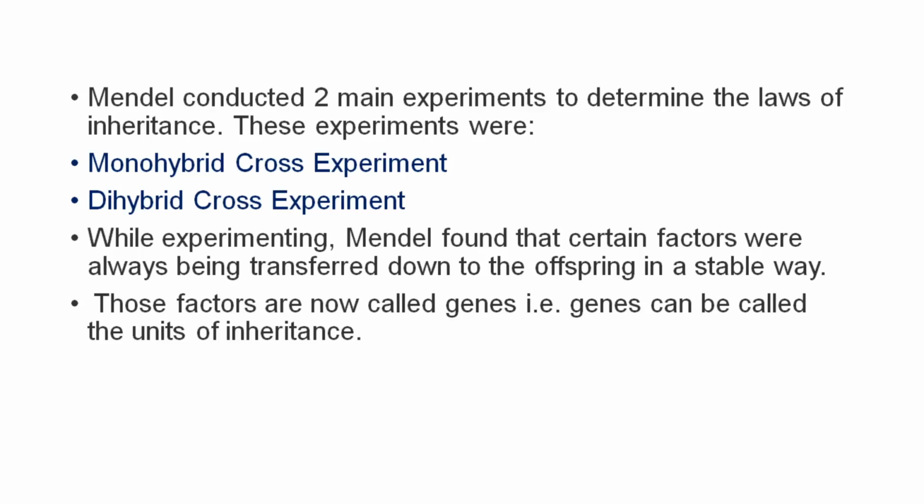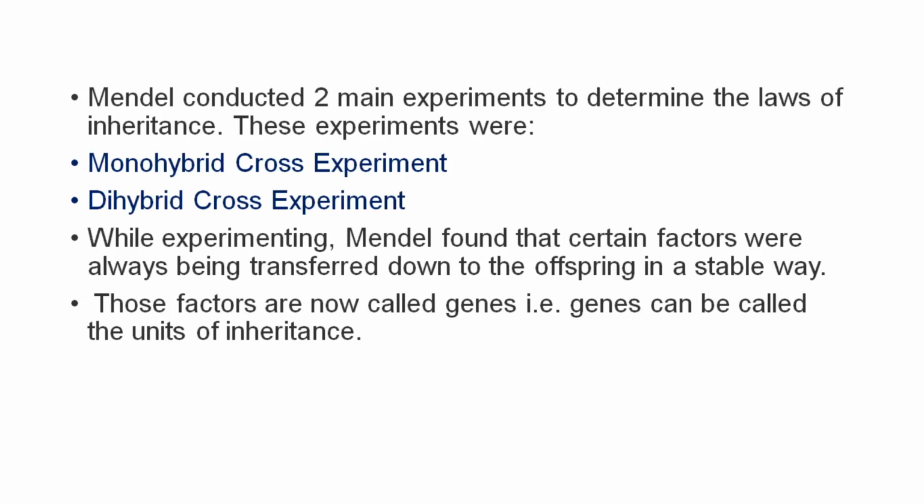During the experiments, Mendel found that certain factors were always being transferred down to the offspring in a stable way. That means he observed that in the passing of genetic material from parent to offspring generations, the genes are transferred in a stable way without any changes. He observed this because the offspring possess similar characters. అంటే మన యొక్క offsprings అవి similar charactersతో ప్రొడ్యూస్ అవుతున్నాయి. That's why he understood the process of inheritance and the transfer of genes.